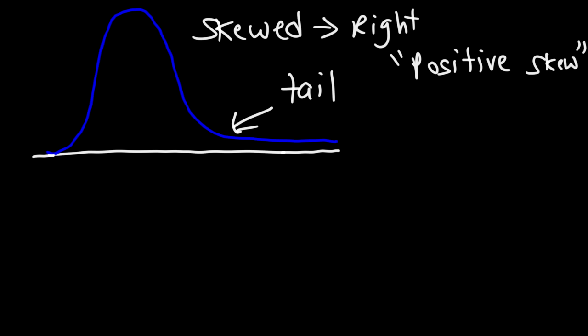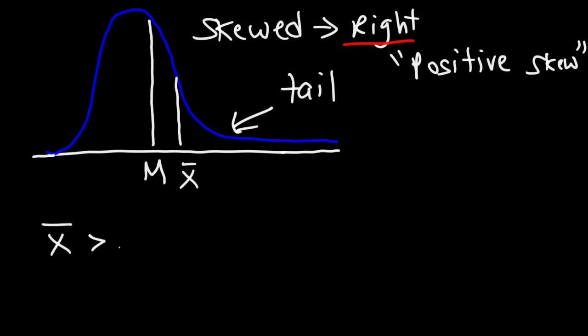Now, where is the mean, the median, and the mode in this case? The mode is going to be somewhere over here. I mean, not the mode, the median. This is the median represented by capital M. Now, where is the mean relative to the median? So because the data is skewed to the right, the mean is going to be to the right of the median. So we can say that the mean is greater than the median.